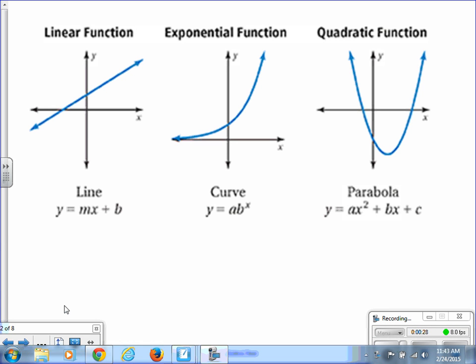Okay. Just to review, a linear function is in the slope-intercept form, y equals mx plus b. It forms a straight line when graphed. An exponential function is in the form of y equals ab to the x, and that forms a curve. And a quadratic function is what we've been working on in chapter 8, and that forms a parabola, and it's in the form of y equals ax squared plus bx plus c.